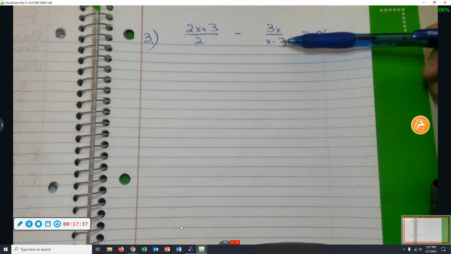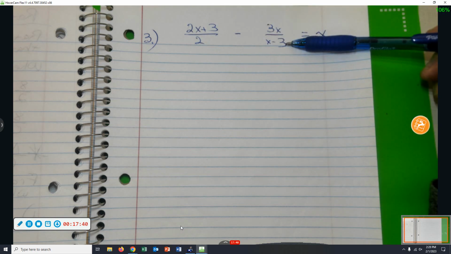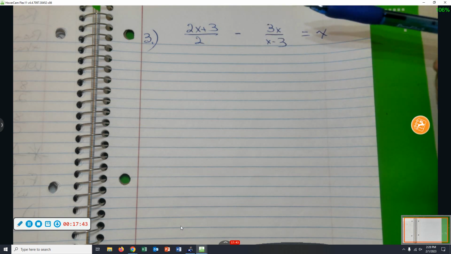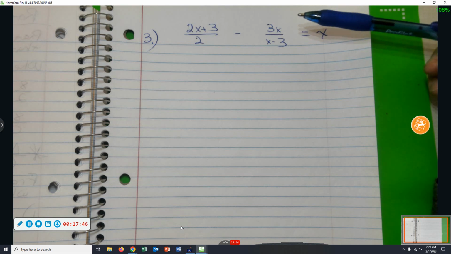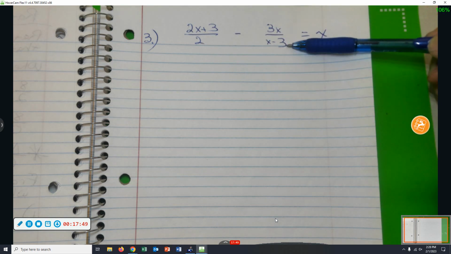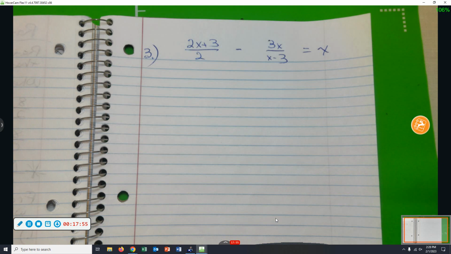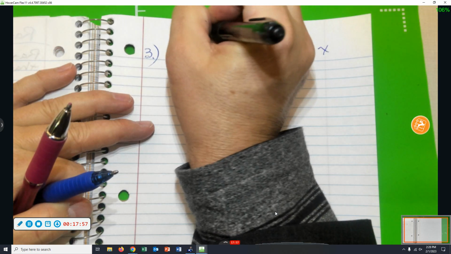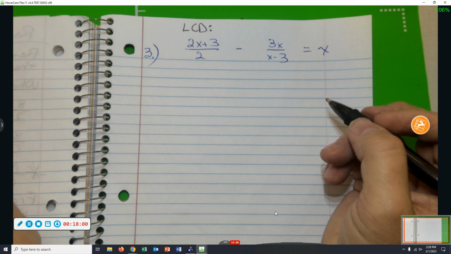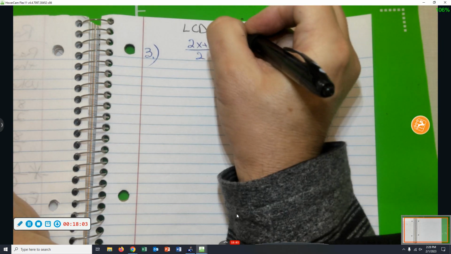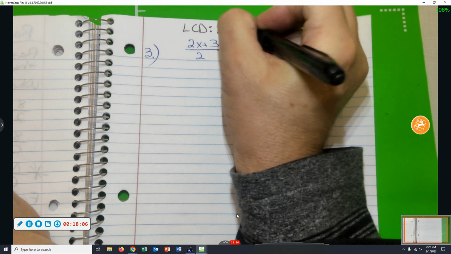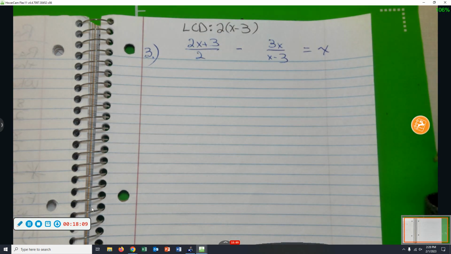If you have different denominators that can't be factored, then the least common denominator is found by multiplying the 2 denominators. We have 2 distinct denominators, neither of which are factorable. The least common denominator is the product. The LCD, which is standard notation for least common denominator, will be 2 times x minus 3. Realize we're going to have to distribute that 2 times x minus 3 on the left side and the right side.